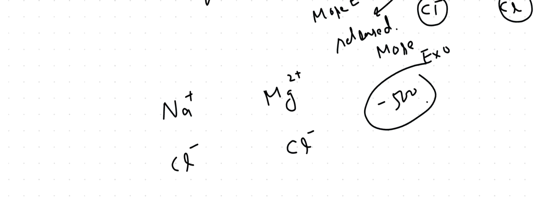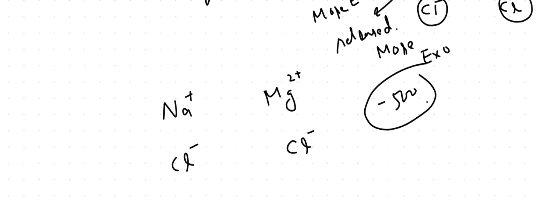The magnesium has a two positive charge. Keep in mind, when your ions have bigger ionic charges, it means that they are going to attract the negative ions more strongly towards themselves. The two positive is a stronger force as compared to one positive.